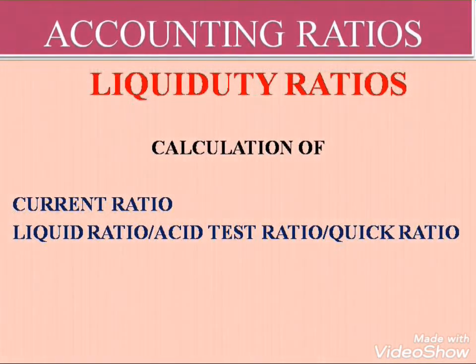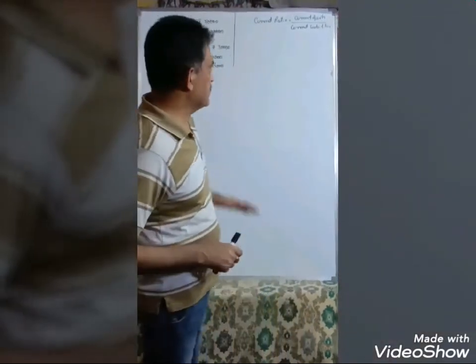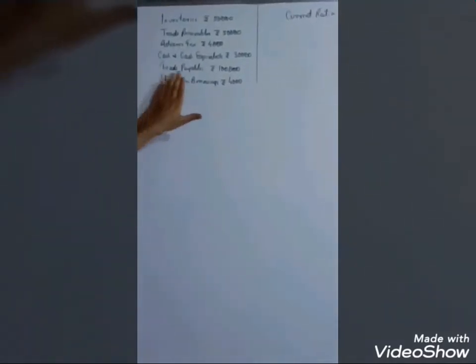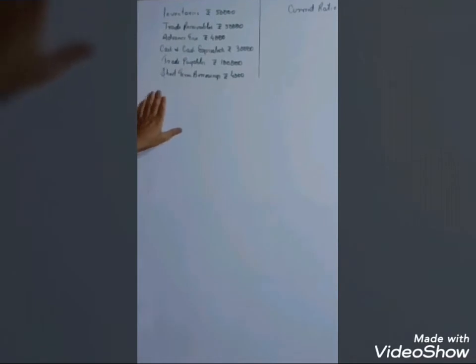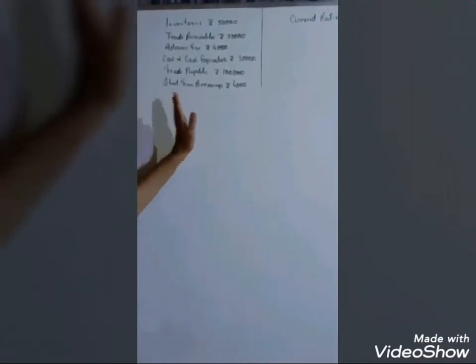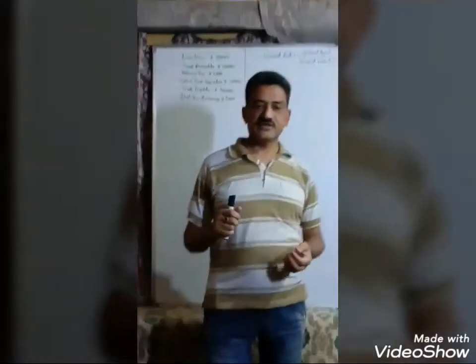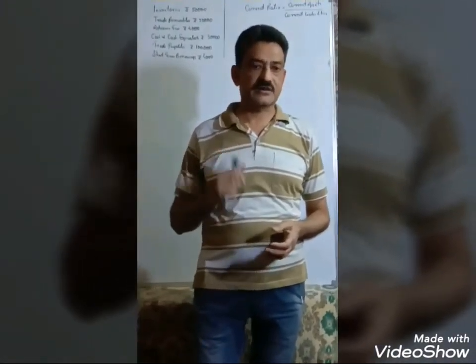So here we are. We have taken an illustration from NCERT book. First illustration for the calculation of current ratio. As per the illustration, the information that is given: inventories rupee 50,000, trade receivables rupee 50,000, advance tax rupee 4,000, cash and cash equivalents 30,000, trade payables rupee 1 lakh, and short term borrowings rupee 4,000. On the basis of this given information, we are supposed to calculate the current ratio.